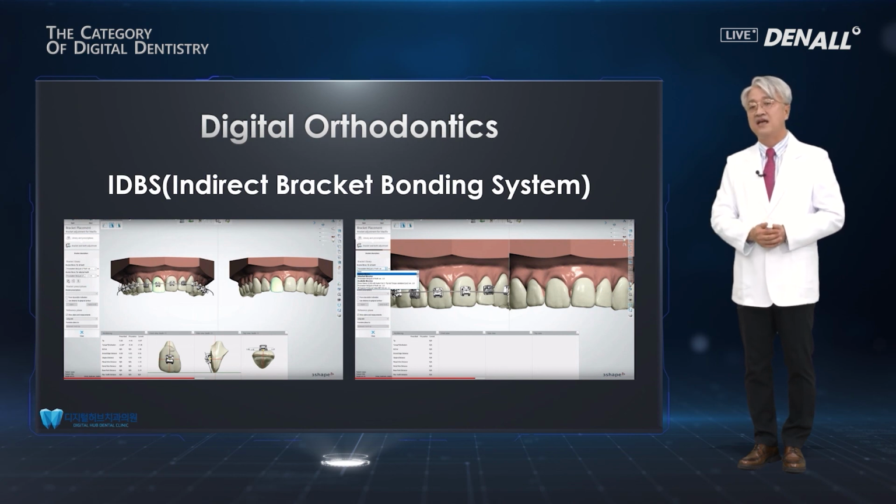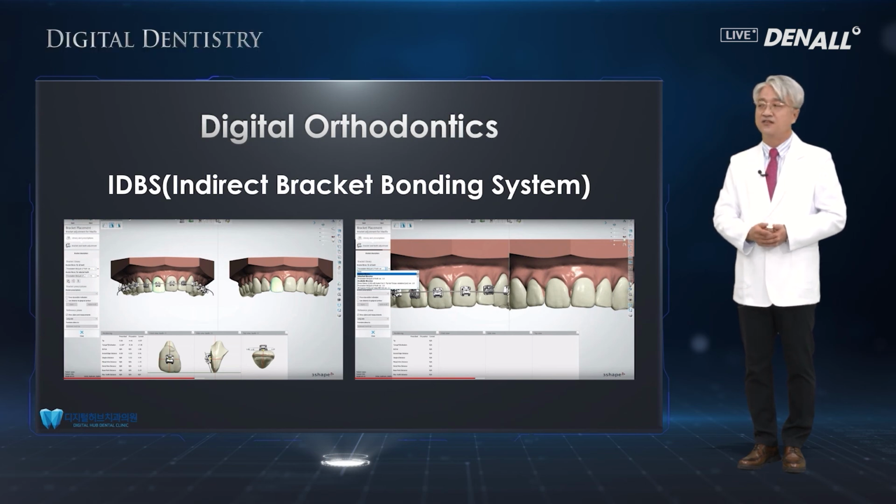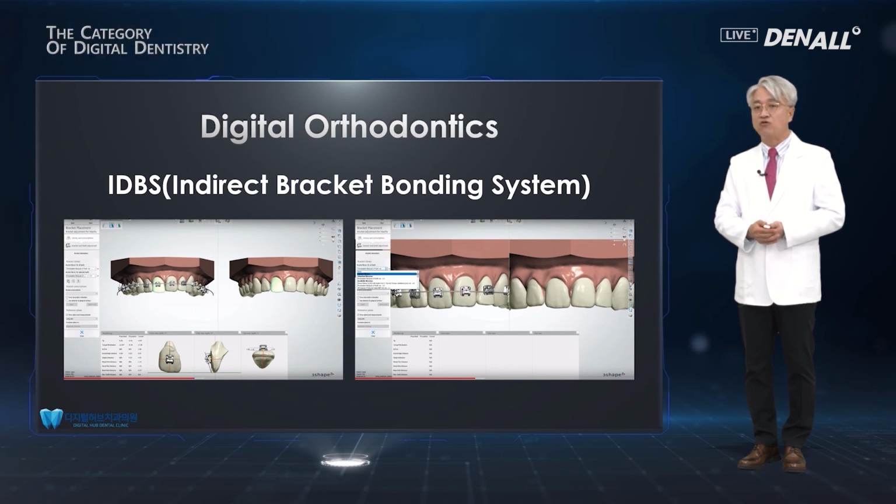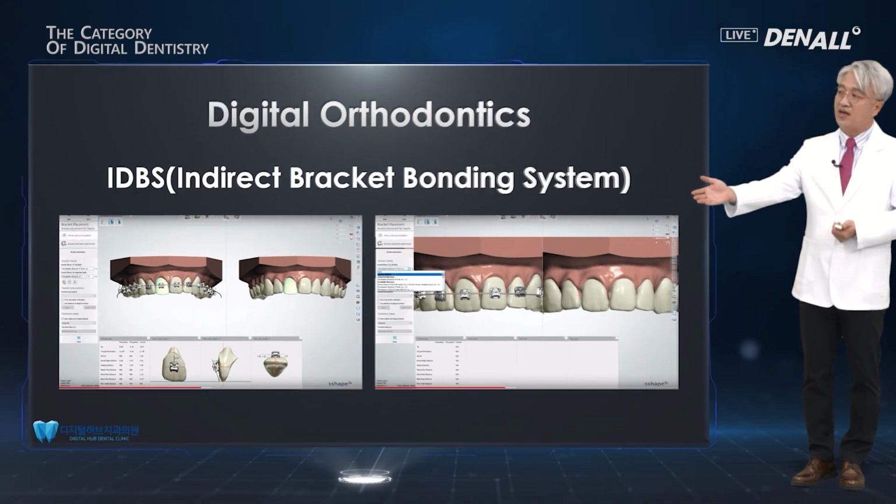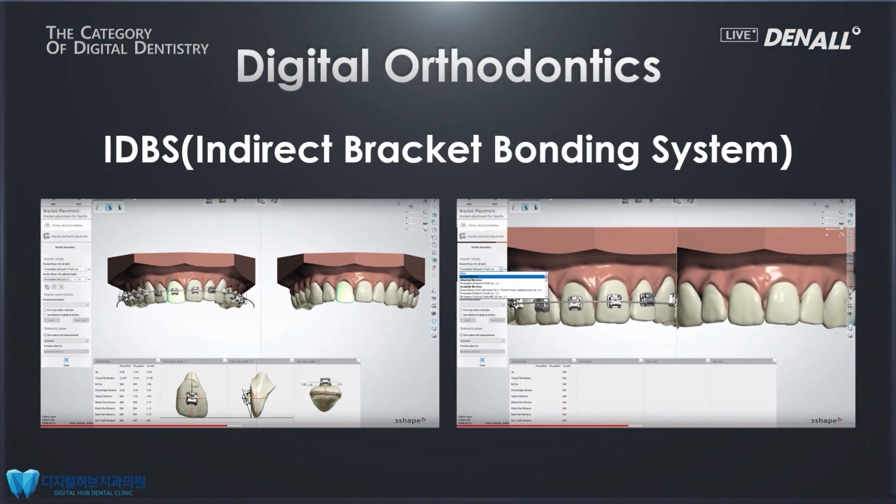So mostly here, digital orthodontics is possible with the setup and teeth analysis. Previously you used calipers or tape measures. You had to use those tools, but now it can be done automatically. So you can do indirect bonding like this.